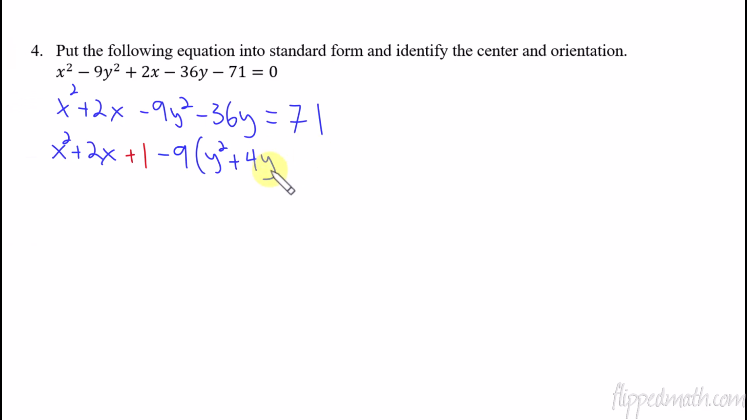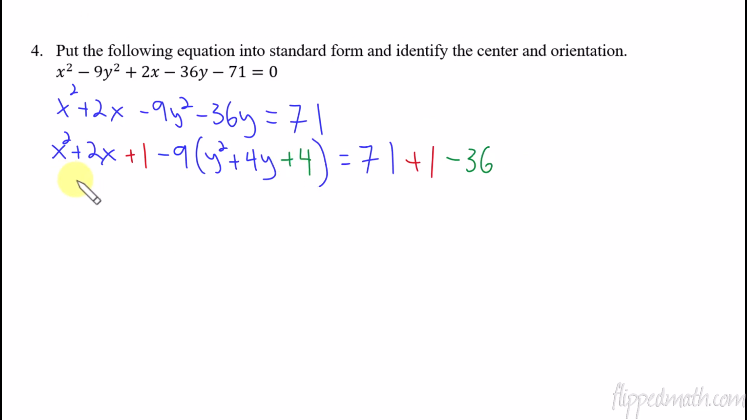And now I can complete that square. Let's use a different color here. Half of 4 is 2. Square 2, and I get 4. So I'm going to put that in green just to keep track of the values that I'm using. Equals 71. Okay, I've completed the square on the left side. Now I have to balance my equation. What did I add on here on the left side? I added a 1, so I have to add a 1 here. And then if I look at the green, I added a 4 here. So you think, oh, I'm adding a 4 here? No, I'm adding a negative 36. Where'd that come from? It's 4 times negative 9. So I actually put a negative 36 on the left side. That's where that comes from.